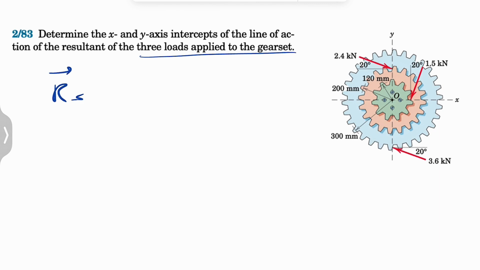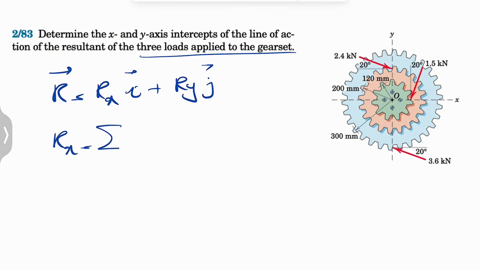So our resultant R is basically Rx i plus Ry j, and so Rx would be the sum of all forces in X, and Ry would be the sum of all forces in Y. Let's start with the X. We can see that we have the positive X and Y axis in the question. Let's start with the 2.4 kilonewton force. As we can see, this will be the X component and this will be the Y component. The X component to the right is positive, and we have this angle right here, 20 degrees.